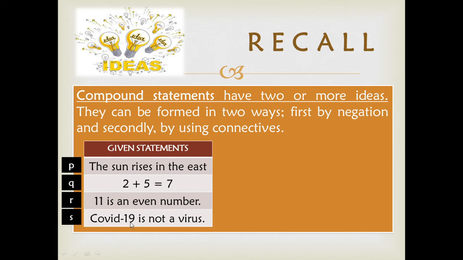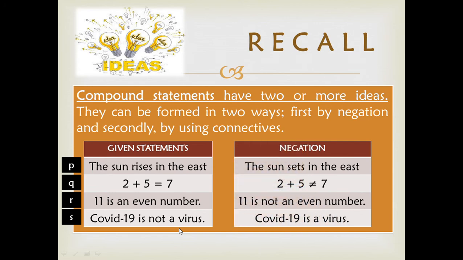For S naman, COVID-19 is not a virus. So, alisin mo lang yung not. Ang negation niya is COVID-19 is a virus. So, yun po yung magiging negation natin for each statement. Then, since ninegate mo na si P, magkakaroon siya ng negative dun sa umpisa. Same with Q, R, and S.